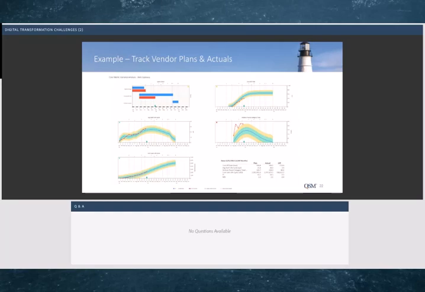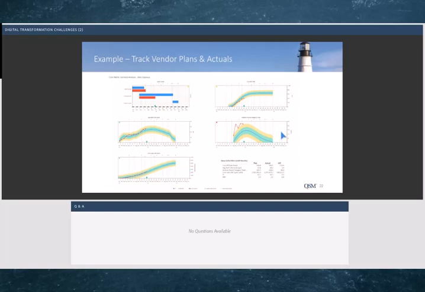And then once we choose the vendor, we want to be able to track their work. We want to be able to see if they're doing what they promised. And this is actually from our Slim Control tool. What we're doing is looking at plans versus actuals. I'm not sure if you can see the chart on here, but we're looking at a Gantt chart, staffing, cost, features, and defects in this example.